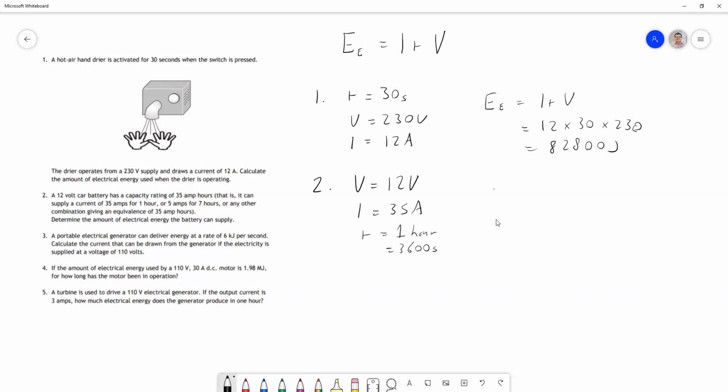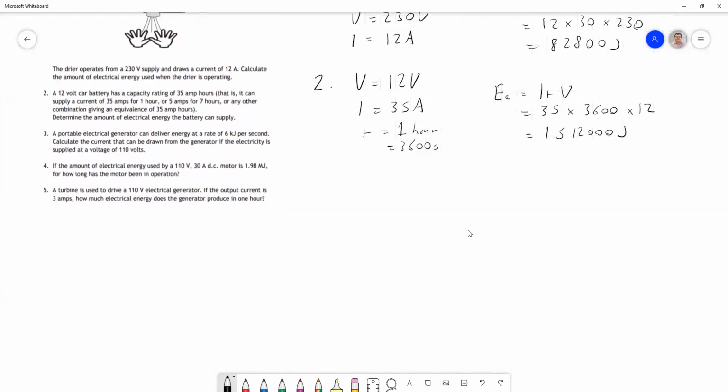And now we have our 3 pieces of information, so we can use our formula. The current is 35, time is 3,600, and voltage is 12. Again, we'll calculate that, and we'll get a bigger number this time because we've run this for a much longer period of time. And what we get is 1,512,000 joules. That's 1.512 megajoules if we like to tidy our units up, but we're okay to leave our answers in joules here.